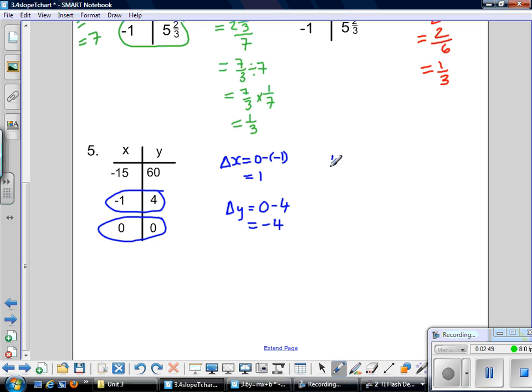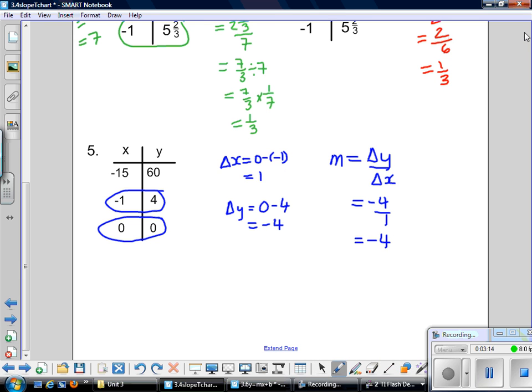And now my slope formula is going to be delta y over delta x, and make sure that you put the delta y on the top, so negative 4 over 1, and we wouldn't leave it in that form as negative 4 over 1 if they asked me for the slope. We would actually write it as just the number negative 4.